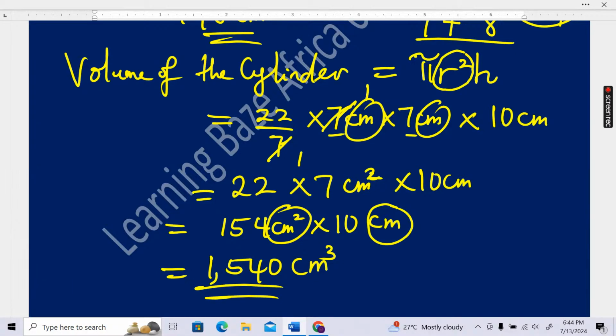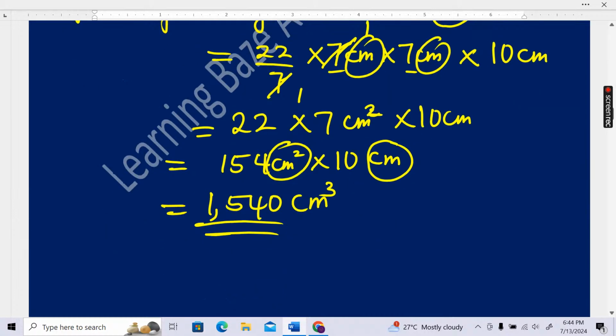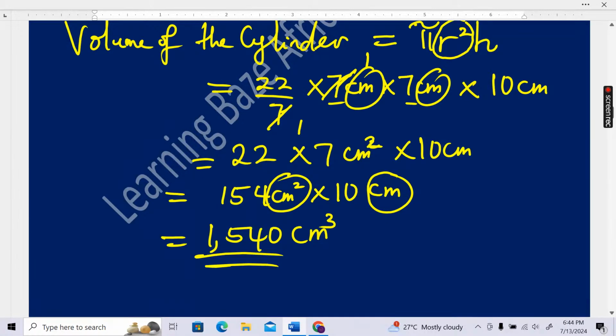So the answer is 1,540 cubic centimeters. So whenever you're calculating the volume of a cylinder, your answer must be in cubic centimeters or in cubic meters. I hope it is clear.